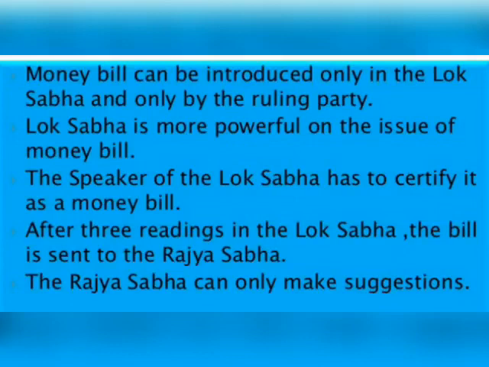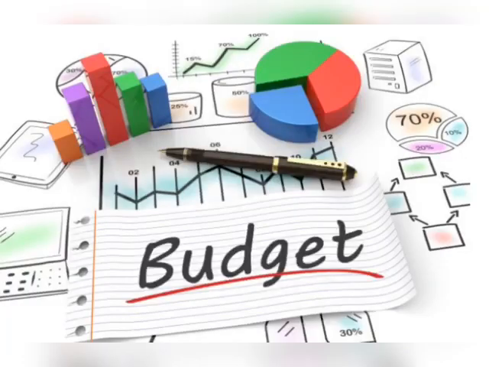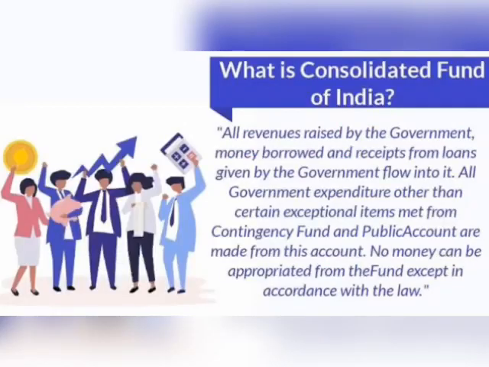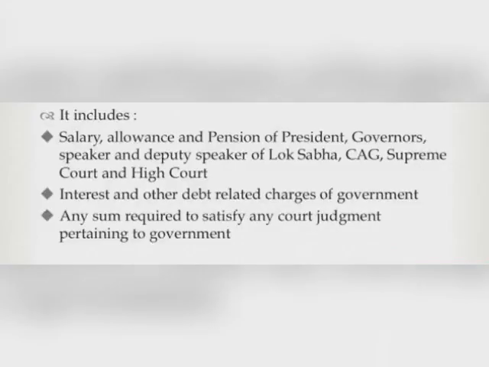The budget. Estimated income and expenditure of the country for a year is known as budget. We can divide the budget into two parts. One is Consolidated Fund of India and second is sums required for other expenditure. Students, please make note of it. The salary of the President, Vice President, Speaker of the Lok Sabha, Judges of the Supreme Court and High Court are charged from the Consolidated Fund of India.